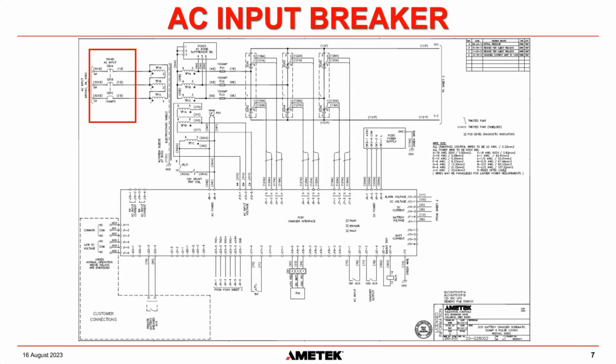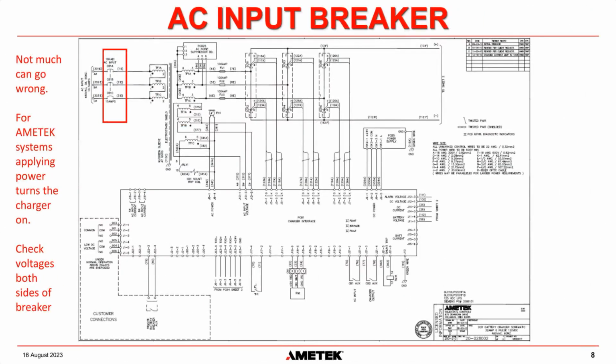So the first thing that we're going to discuss is the AC input breaker, and you can see it highlighted on the screen there. In our system, we take 480 volts AC in, and the breaker is opening and closing that 480 volts onto the primary of the transformer. In truth, not much can go wrong with the breaker. Yes, mechanically, the contacts may not make, or it can get stuck in the on position, or stuck in the off position.